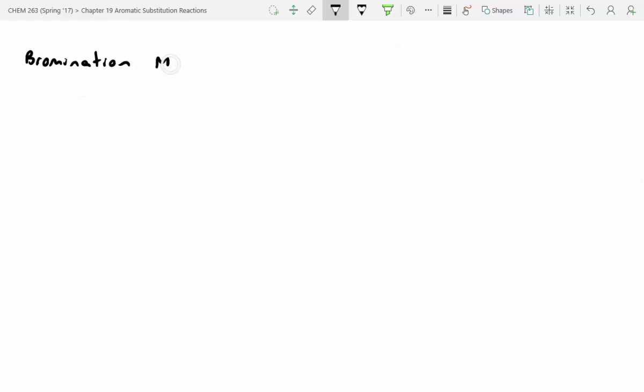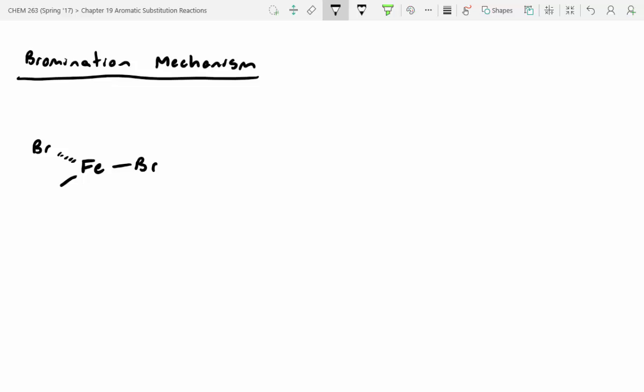So let's do the bromination mechanism, and let's do some review. So we've got iron. We've got one bromine here, another bromine back here, another bromine back here. What's the shape? No lone pairs? Trigonal planar, right? If it's trigonal planar, what hybridization is it? sp2. That means that this iron has this big old p orbital that is unoccupied.